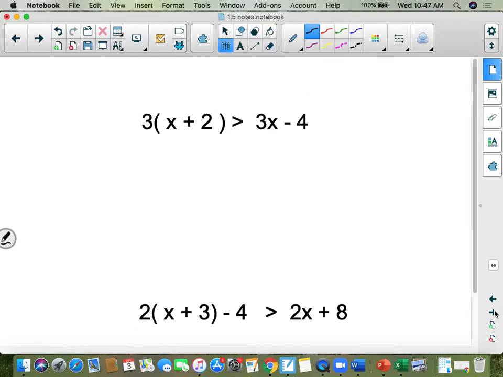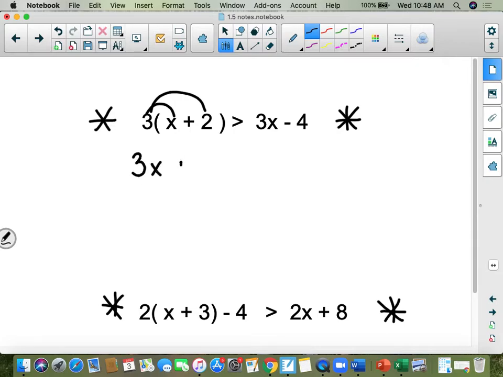Okay, a couple more. These are important to do because these are special ones. You already, I think, are understanding how to do those first ones, but why are these special? I'll tell you why they're special when we solve them. I'm going to do the famous distributive property and get 3 times x is 3x plus 3 times 2 is 6 is greater than 3x minus 4.